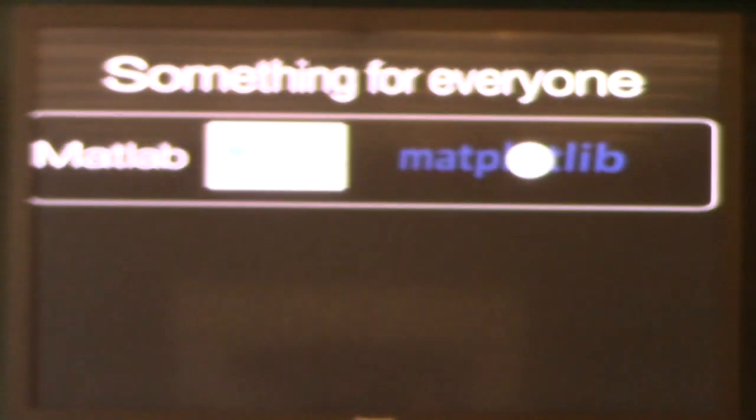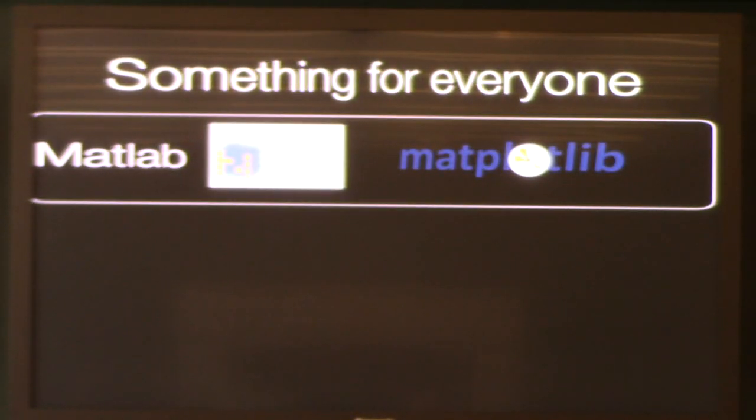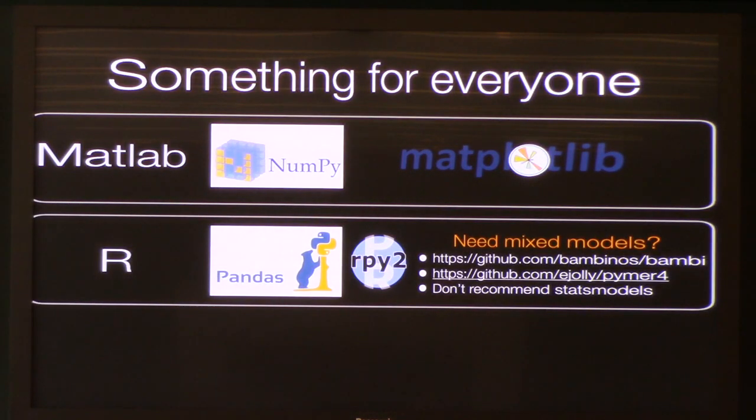Okay, so something for everyone. If you're a MATLAB user, NumPy and Matplotlib are a pretty easy jump to switch over because they're kind of built on the same idea. If you're an R user, there's Pandas, which again kind of started as a way to use 2D arrays to manipulate data, but it's gone a lot further.